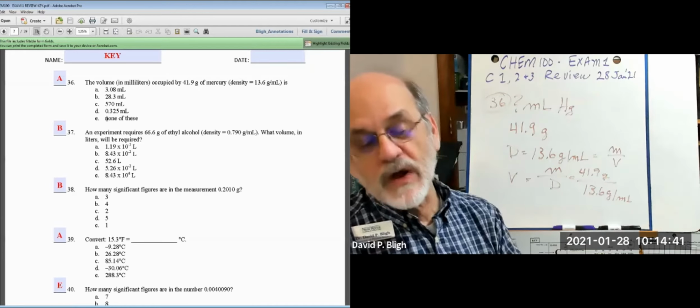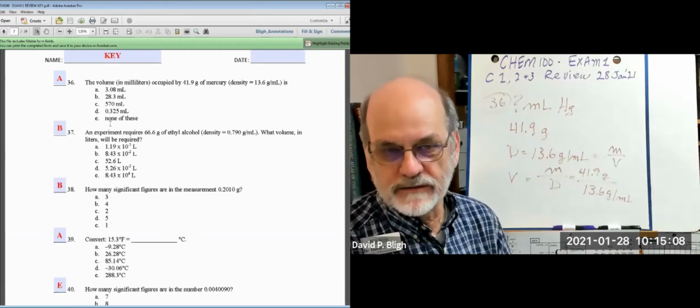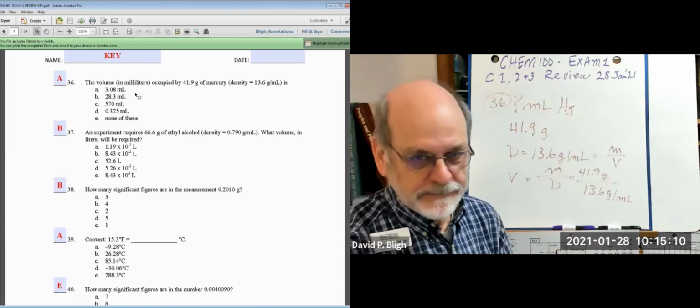Since one of the answers is none of these, you do need to do the calculation to verify that it's the correct one. So 13.6 into 41.9, both of them have 3 significant figures. So you can keep 3, do the division, and your answer will be 3.08 after you round it off. And that means E is false, because there is an answer up there.